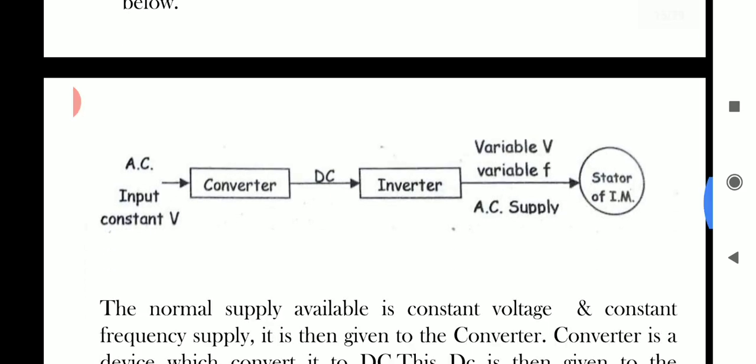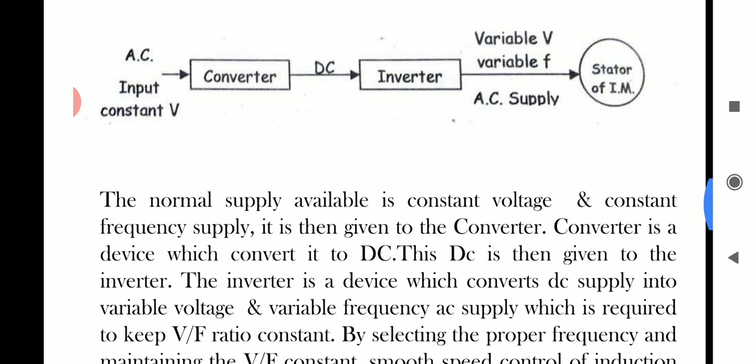So this is the most important diagram. From this diagram we can conclude how the voltage will change along with the frequency so that the v by f ratio will remain constant. So AC is the input, a constant voltage input. That constant supply is given to the converter. The converter converts this AC supply into DC supply. The converter here is nothing but the rectifier.